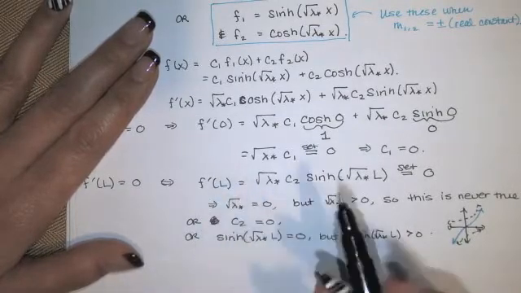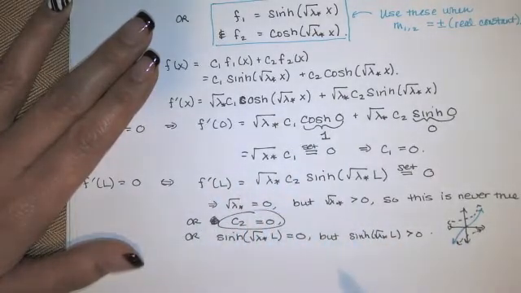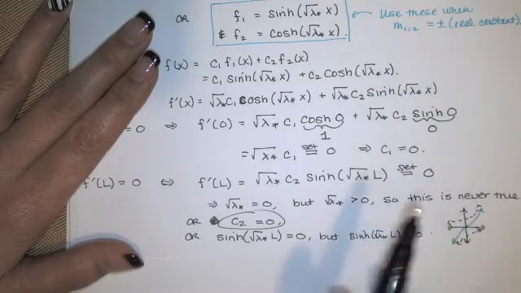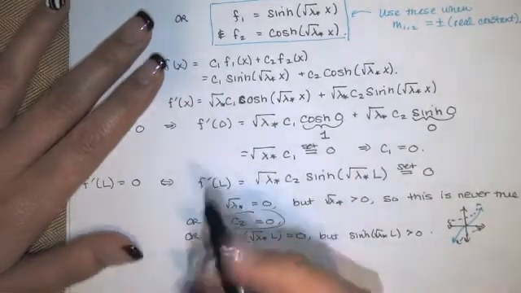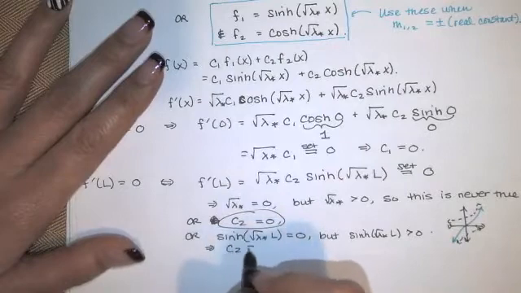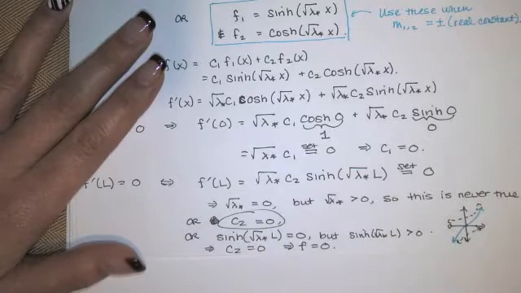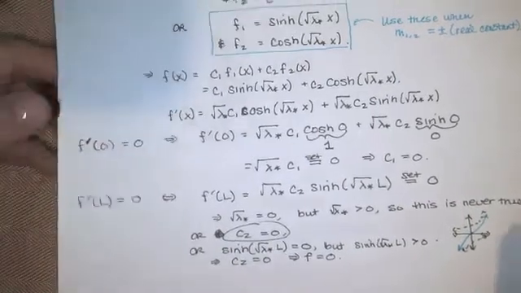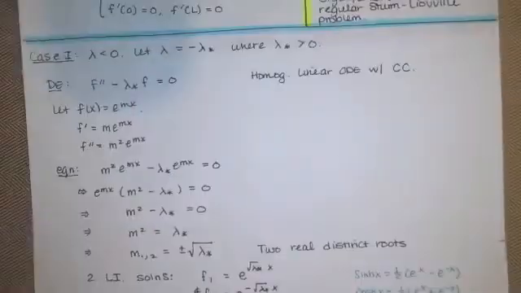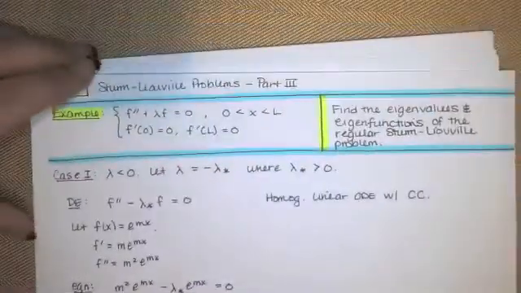So that means the only possibility is that C2 is equal to 0. So C1 is equal to 0 and C2 is equal to 0, which means that f is the 0 function. But if f is the 0 function, then we're not dealing with an eigenfunction. So that means that lambda cannot be negative.